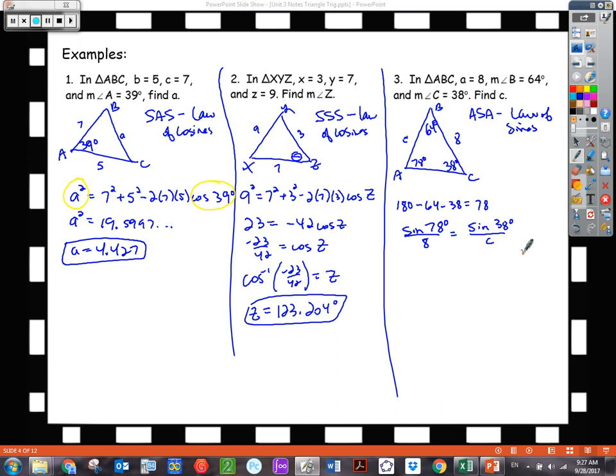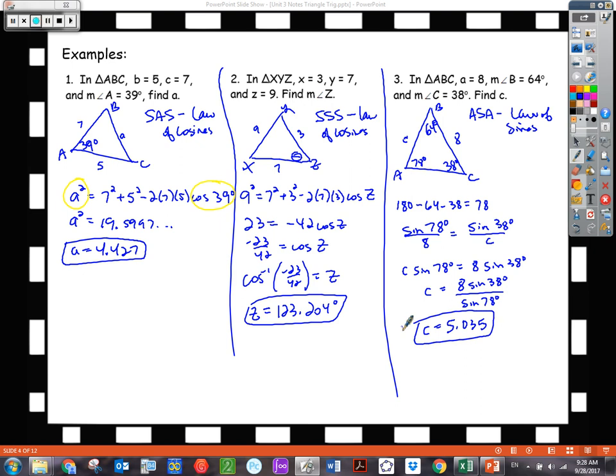Okay. So now I'm going to solve. I'm going to cross multiply. So I get C sine of 78 degrees equals 8 sine of 38 degrees. Okay, then I'm going to solve for C. So C is 8 sine of 38 degrees over sine of 78 degrees. And so I just put it in my calculator exactly like that. Just 8 sine 38 degrees over sine 78 degrees, and just hit enter. And then that gives me my side measure. My side measure is 5.035. And that's law of sines.